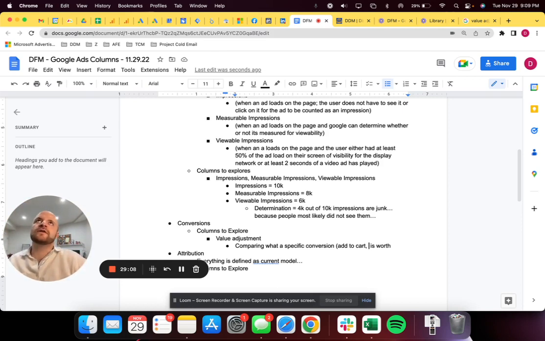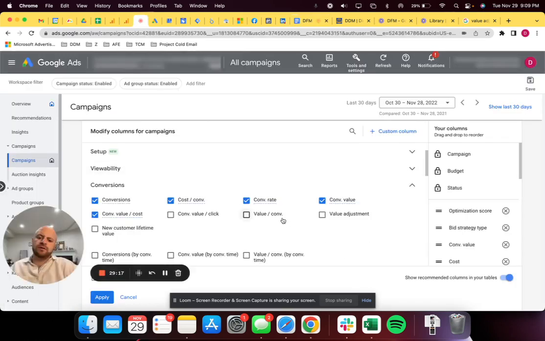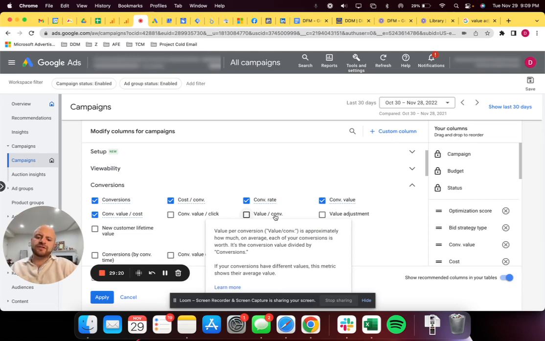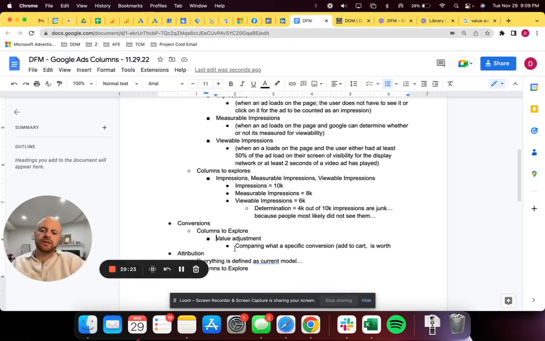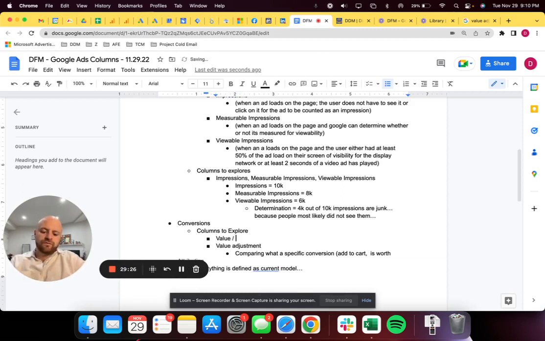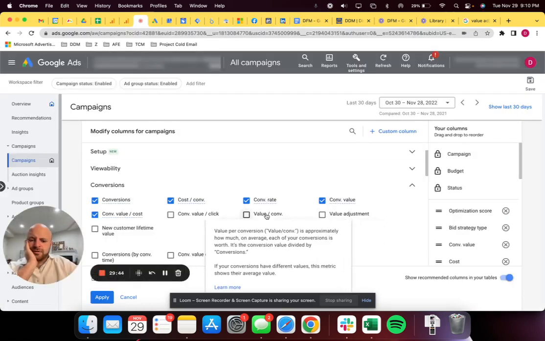I'm getting more interested in value over conversion. Is that what I'm getting convinced on? Value over conversion, how much a conversion is worth. I don't know how they're determining that. Maybe I'm thinking about this wrong. It's approximately how much on average each of your conversions is worth. It's the conversion value divided by conversions.